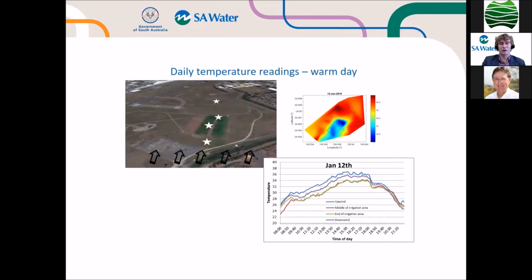So this is the difference between the air within the irrigation area compared to the air outside of the irrigation area. And you can see that the schematic there is just using all of the data from the weather stations to see where the cool air was.